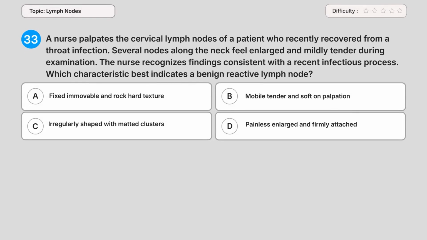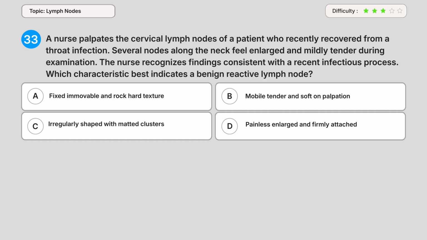33. A nurse palpates the cervical lymph nodes of a patient who recently recovered from a throat infection. Several nodes along the neck feel enlarged and mildly tender during examination. The nurse recognises findings consistent with a recent infectious process. Which characteristic best indicates a benign reactive lymph node?